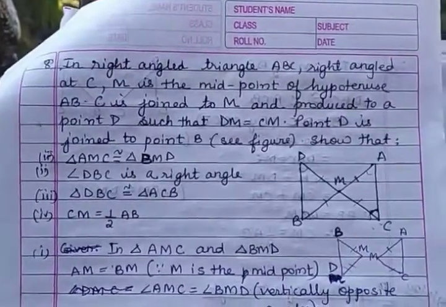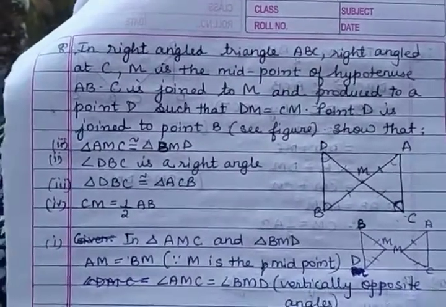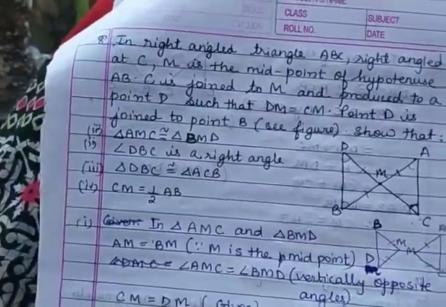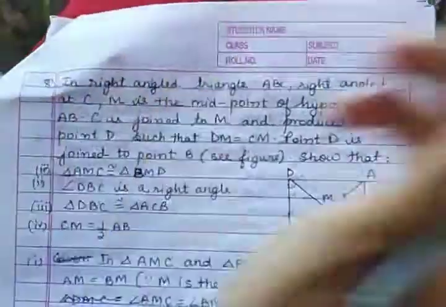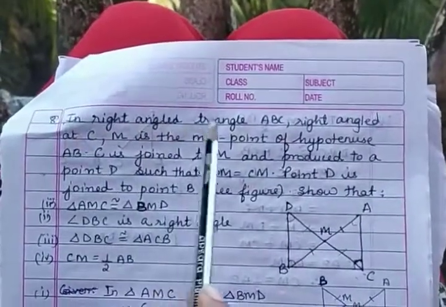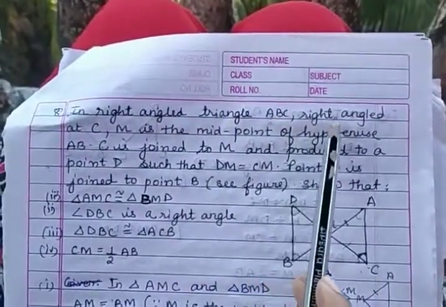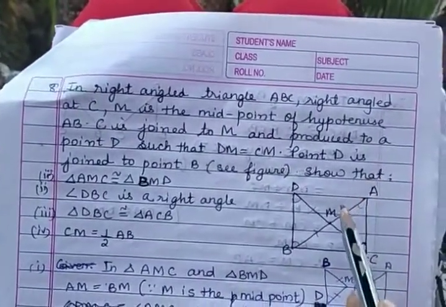In this video, let us see the last example based on the ASA and SAS congruence rule that we have studied. This is from the exercise 8th problem. The problem says, in right angle triangle ABC, which is right angled at C, M is the midpoint of hypotenuse AB.